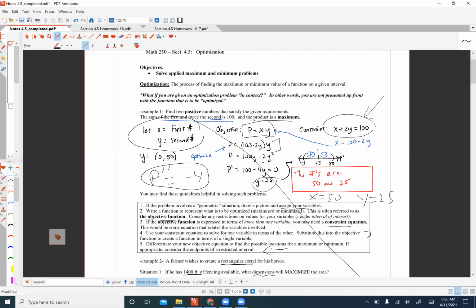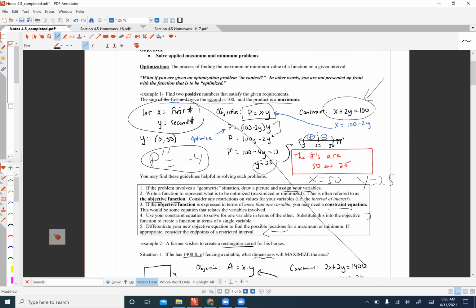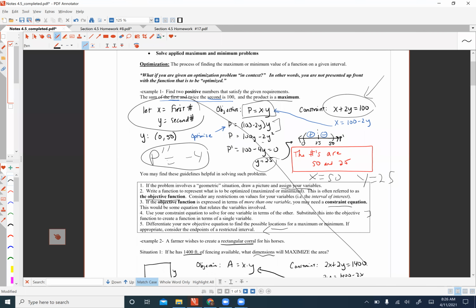But we'll use calculus. Just take the derivative with respect to y. You get 100 minus 4y equals 0. Solve for y, and you get y is equal to 25. A common error is to say, oh, y is 25, we have the answer. Make sure you find the other number too. We know that x plus 2y is 100, so you solve for x and get x is 50.